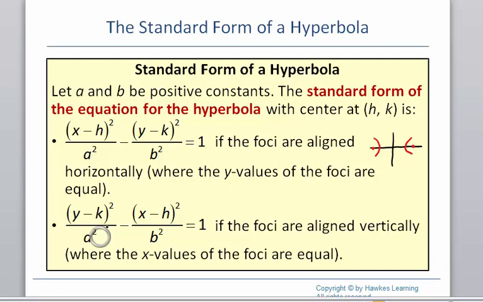On the other hand, if the y value is first in the equation, then our foci are aligned vertically, which means that we have a parabola that opens up and a parabola that opens down. So we'll have a focus on the inside of each parabola. Remember, the parabola wraps around the foci. And these foci are aligned vertically, up and down. And so that's how we're going to tell the difference. We're going to look at whether the x value or the y value is first in the formula to tell us the direction that the hyperbola is turned.